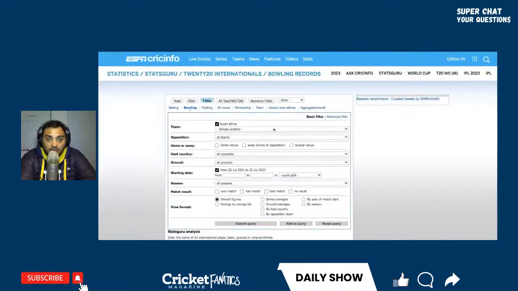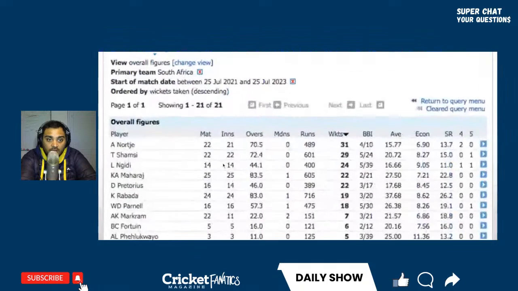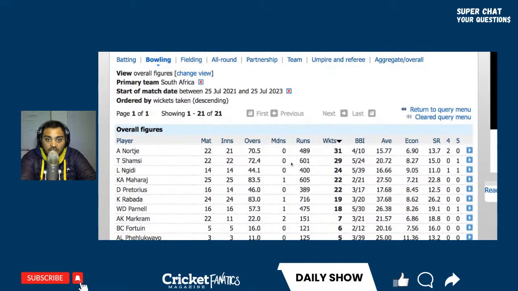Then when it comes to the bowlers, to give you guys a quick indication of who our top bowlers are in the T20 format over the last 2 years, it will be Anrich Nortje, 22 matches, 31 wickets, a 15 average, and a 6.90 economy rate. Tabraiz Shamsi is the next on the list with 22 matches, 29 wickets, 20 average, 8.27. Then it's Lungi Ngidi, 14 matches, 24 wickets, 16.66 average, 9.05 economy rate.